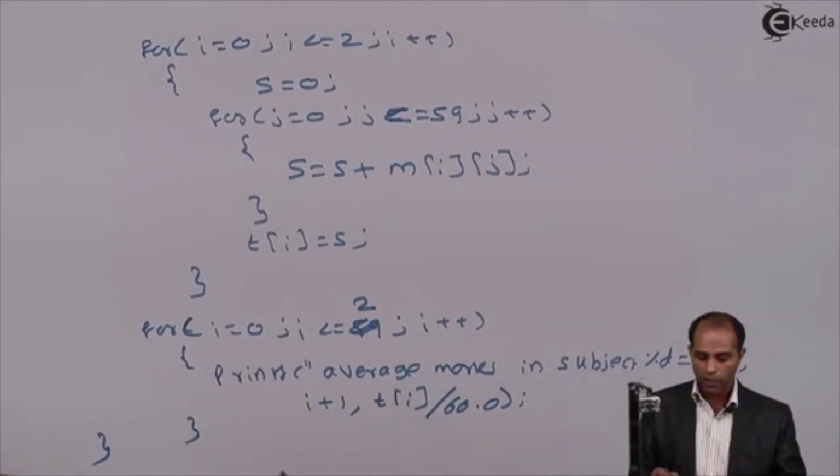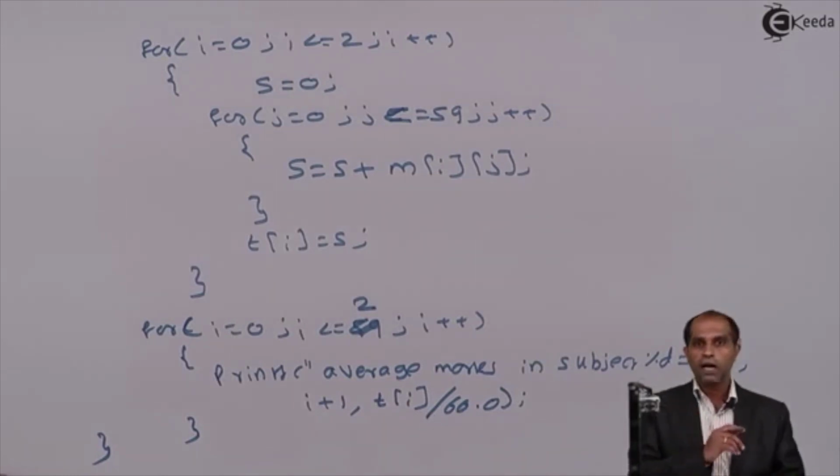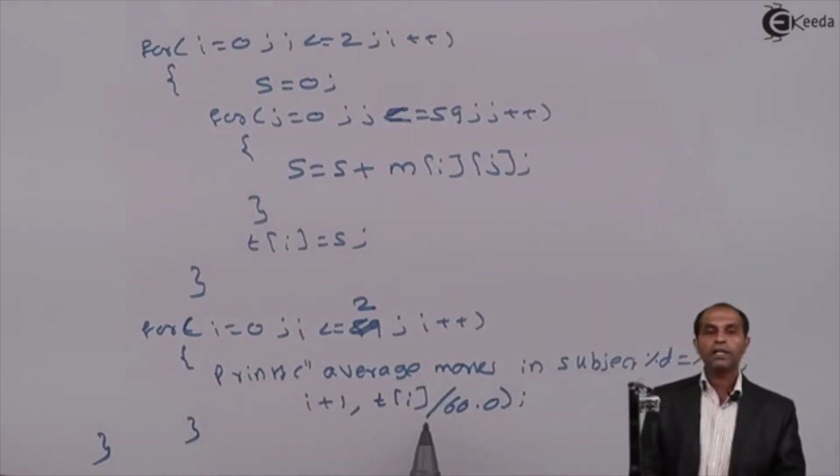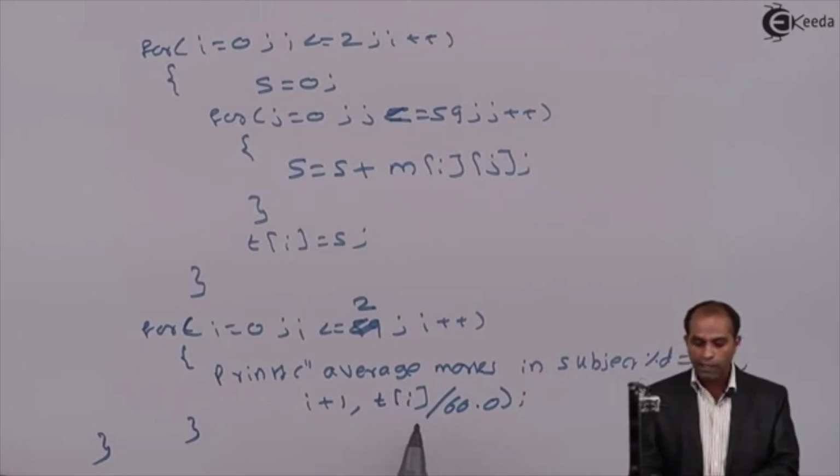of the first subject. When you go back, i becomes 1. Average marks scored in subject 1 plus 1 is subject 2. t[1] divided by 60. What does t[1] hold? t[1] holds the total marks of all the 60 students. And then when you go back, again subject 3. So here we are going to add all these subjects' marks, store these values and then divide by 60.0 and get the average marks scored in each and every subject.